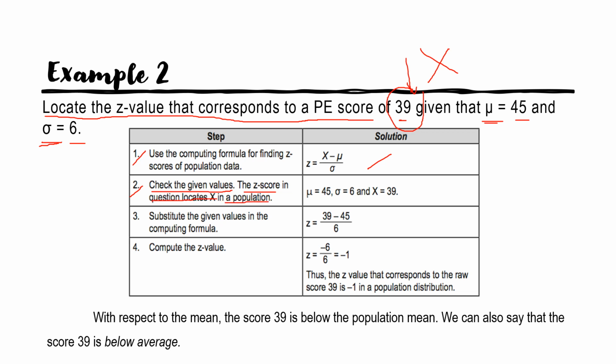Given values are your population mean and your population standard deviation, meaning to say that your X, or your raw score, is within a population. So here, your mu is equal to 45, your sigma is equal to 6, and your X is equal to 39. We simply substitute the given values into your first formula in computing the value of your z. So that will be your step number 3.